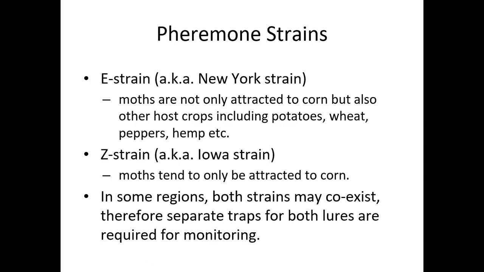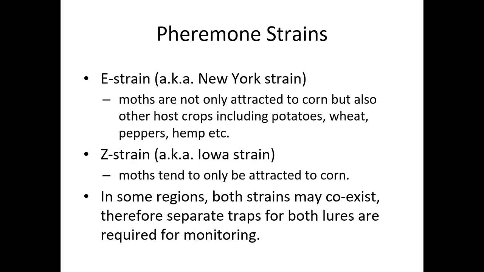And then the Z strain, which was known as the Iowa strain, they tend to be only attracted to corn. Having said that, they didn't read the manual, so you can sometimes find Iowa populations feeding on horticultural crops. And then in some regions, and we believe this is the case for Ontario, both strains exist.